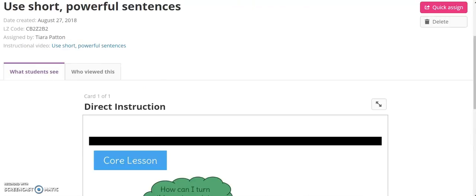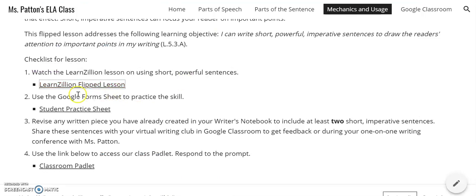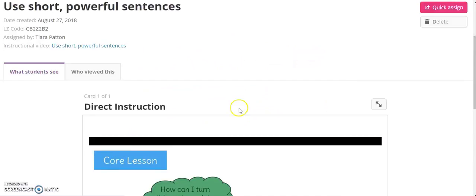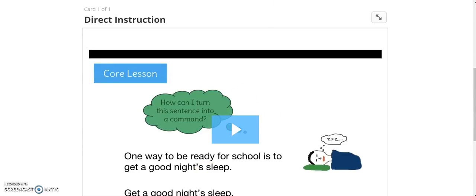Once students are engaging in that activity, they will know that Learn Zillion refers to a student practice sheet. Learn Zillion had this on their website, but I chose to take that sheet and adapt it for my students. So I turned it into a Google Form. Step number 2 is to use the Google Form sheet to practice the skill. And again, students are going to fill out this Google Form along with the Learn Zillion direct instruction video.